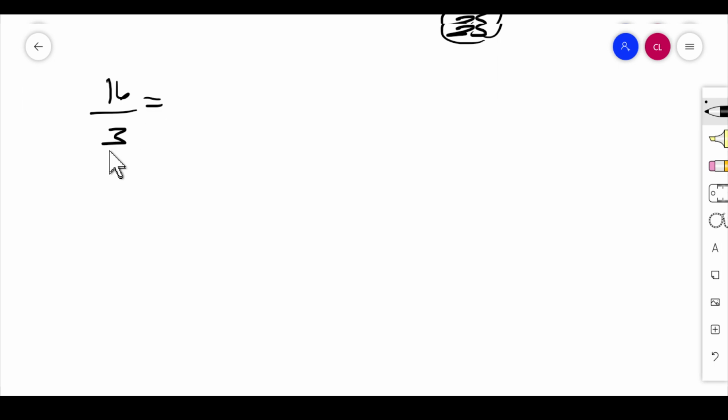16 divided by 3. 3 into 3 fives would be 15, remainder 1. So this couldn't be equal because we have a fraction left over. Let's look at the next number.